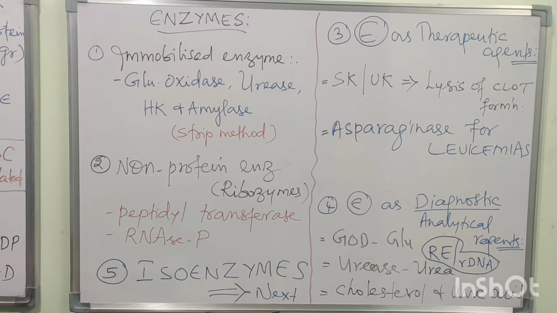Next, some enzymes are useful in the laboratory or medical institutions for diagnostic or analytical purposes. Here the examples are GOD, POD, that is glucose oxidase and peroxidase method for the estimation of glucose. The second one is urease for urea estimation. The third is cholesterol oxidase for cholesterol estimation, and the uricase enzyme is used for uric acid estimation. And restriction endonuclease in molecular biology is useful for recombinant DNA technology. So these are the examples of diagnostic reagents.